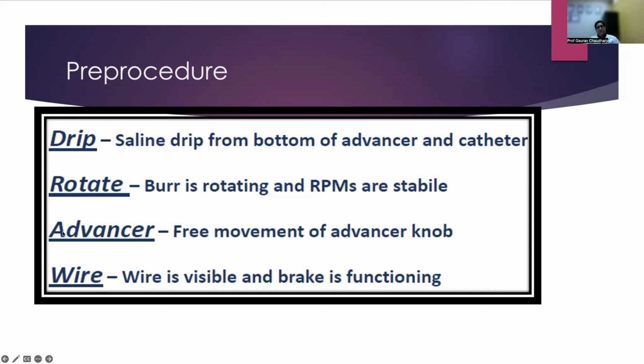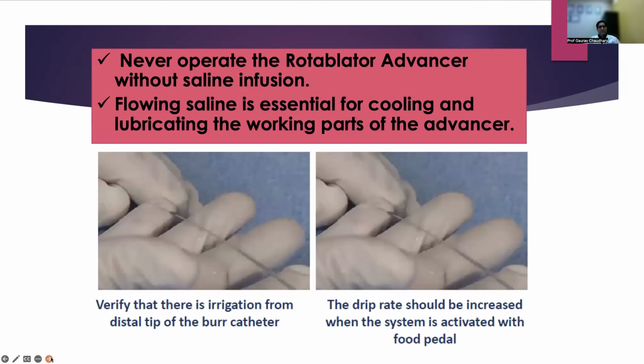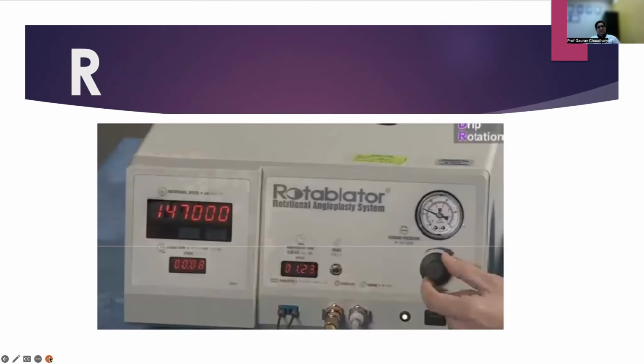And wire: whether the wire is visible across the distal port of the advancer, and whether the wire brake is functioning properly or not. So this is how, once the heparinized saline is connected, we can see whether the saline drops are coming out of this catheter, and whether by increasing the speed this flow is increasing or not. Then we should check the speed, and we can see on this console while rotating the knob, we can increase the speed.